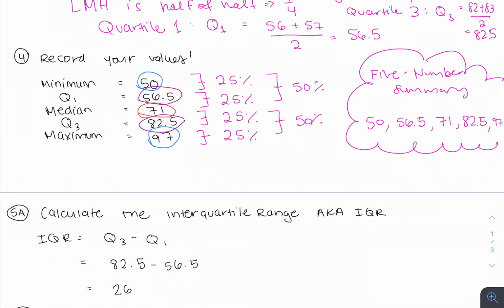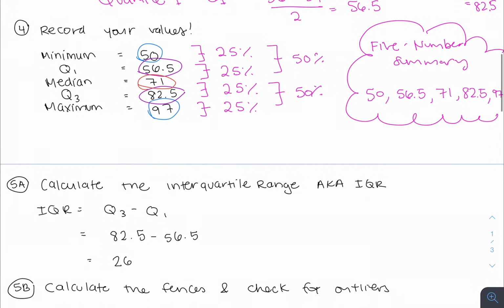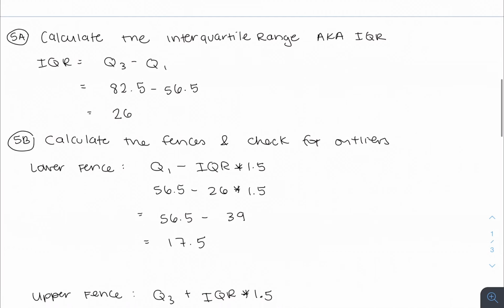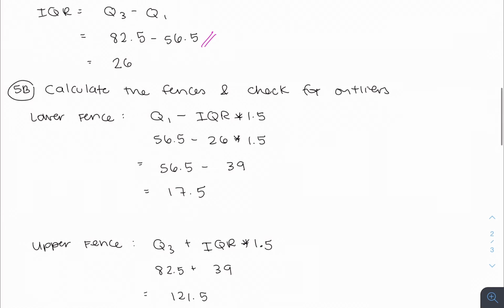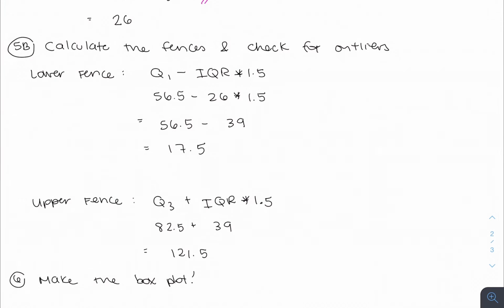The next part is to take that 5-number summary and build your box plot. From there, you want to calculate your interquartile range. It's called an IQR. Your IQR is just Q3 minus Q1. Notice that's just 82.5 minus 56.5, which gives you 26. And step 5 is like 2 parts. The second part is to calculate the fences and check for outliers.